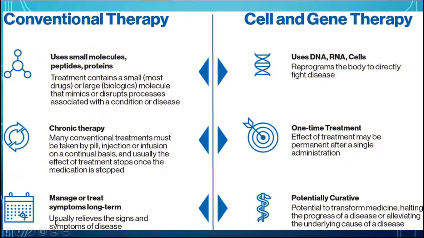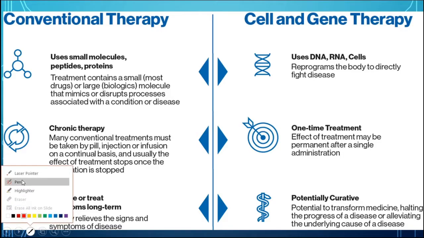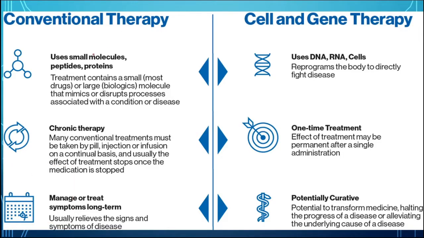This is the comparison between conventional therapy and cell and gene therapy. One example we have discussed is ADA deficiency, which was cured in 1990 by this gene therapy. Conventional therapy uses small molecules, peptides, proteins, etc., whereas gene therapy uses DNA, RNA, cells. Then this is chronic therapy, this is one-time treatment.